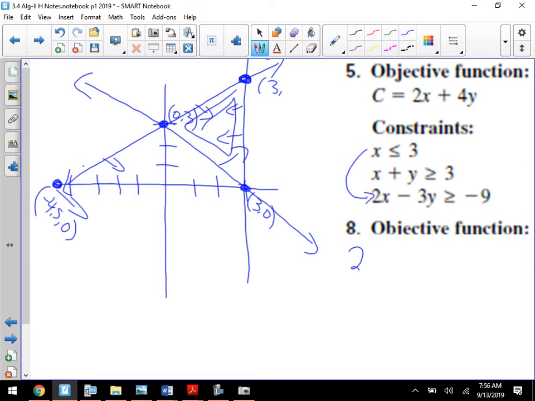So 2 times 3 minus 3y is negative 9. What's 2 times 3? 6. Move it over to the negative 9, you get negative 15. You guys agree? What's negative 15 divided by negative 3? There you go. There's your other ordered pair.